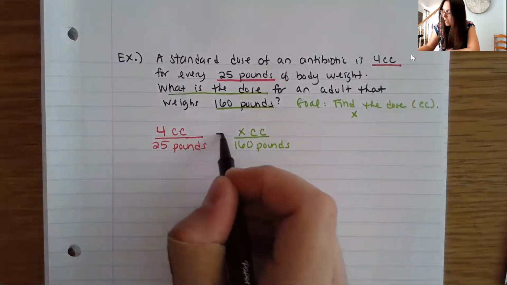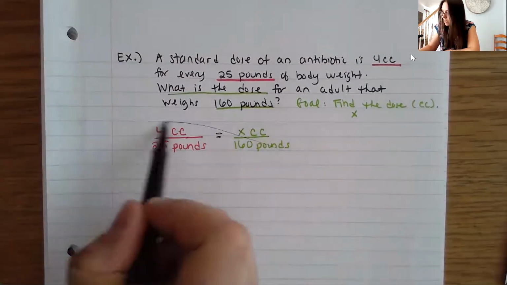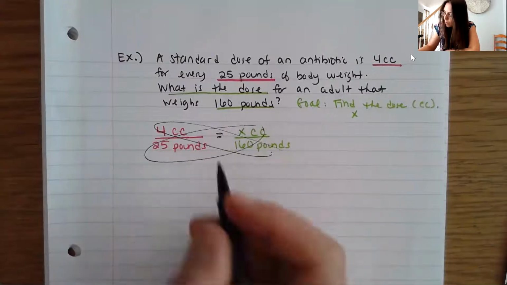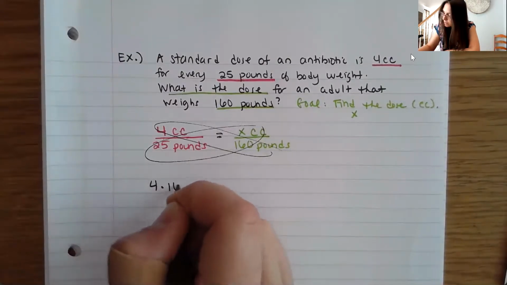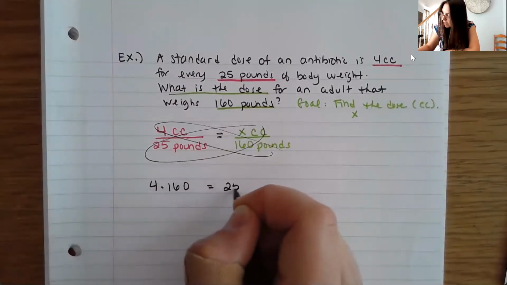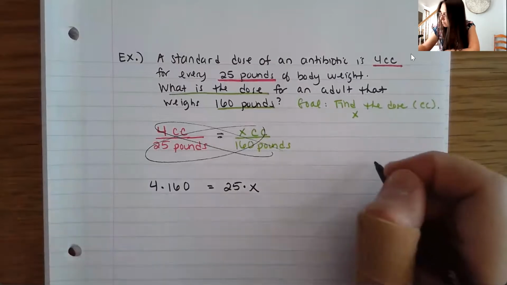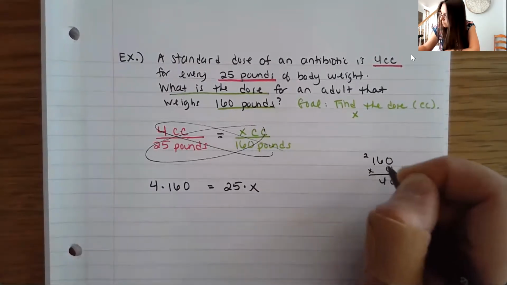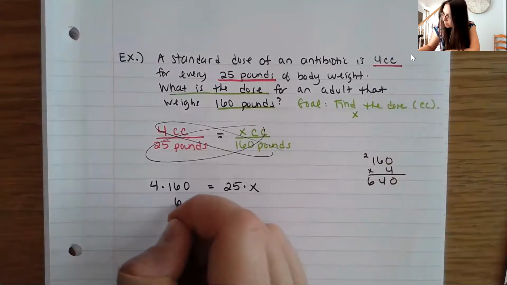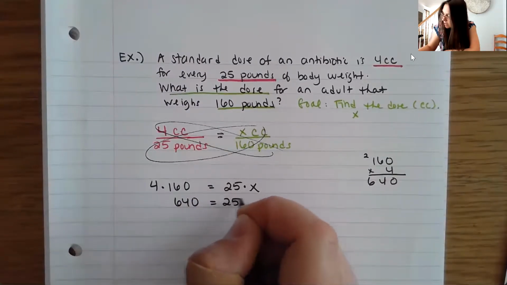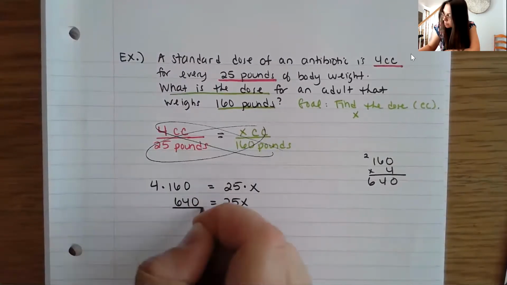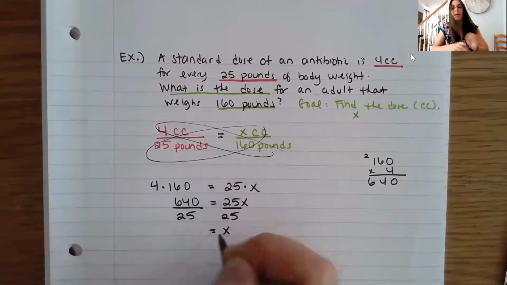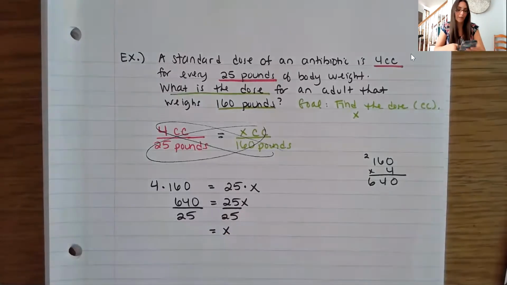All right, and now we're going to go ahead and solve. So I'm going to multiply this way and then this way. So I have 4 times 160, 25 times X. So I have 640 equals 25x. I do need to solve this by dividing both sides by 25. And I'm going to be a little lazy and use my calculator here. So 640 divided by 25 gives me 25.6.